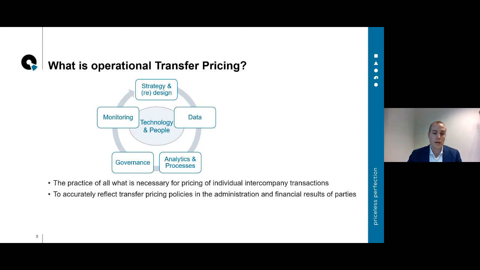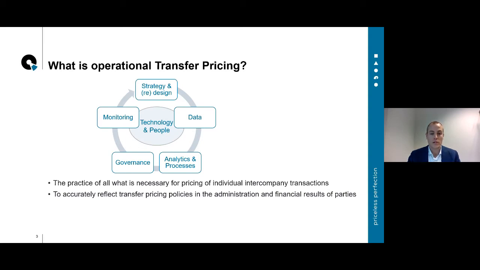If we then translate it back to the operational transfer pricing cycle that we have depicted here on the slide, first, your strategy and design should be in order. Secondly, it is important to establish which data you require to be able to execute your transfer pricing policy correctly. Find out which sources you need and how the data can be extracted efficiently, ideally to a central transfer pricing engine. Data can come from multiple types of sources, from financial reporting and managerial reporting, which increases the difficulty.